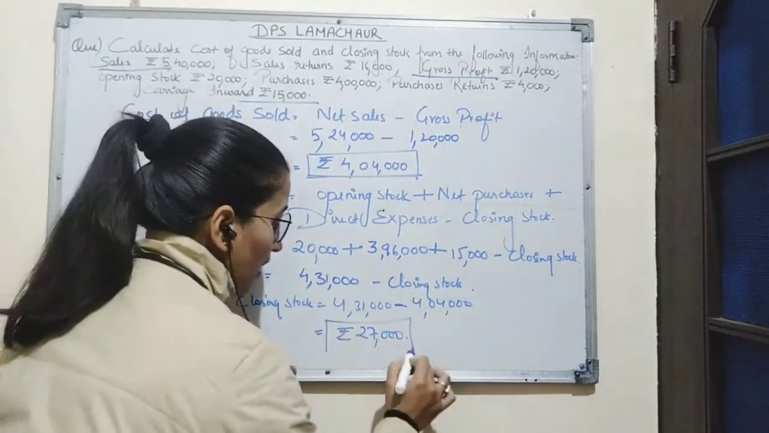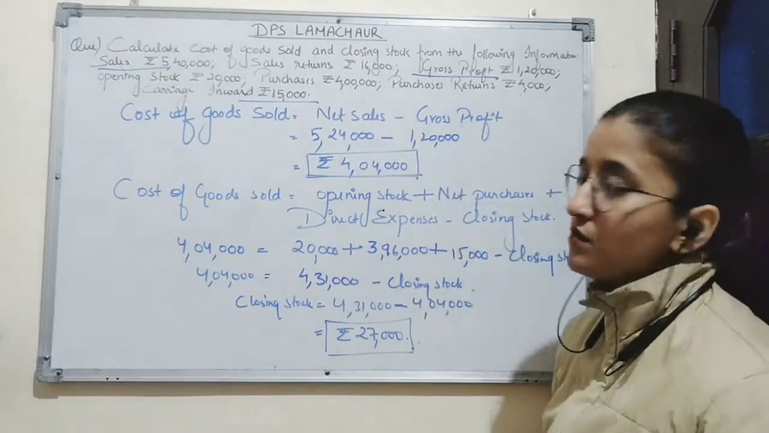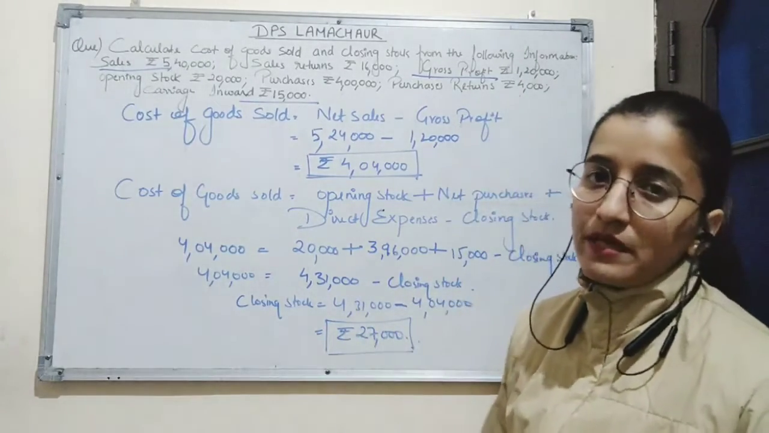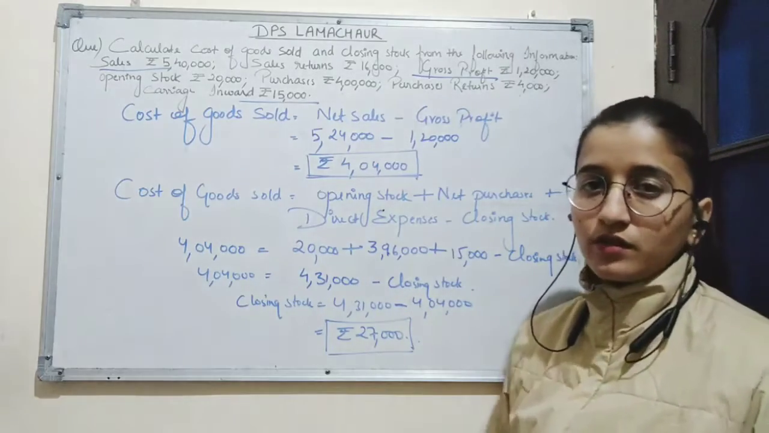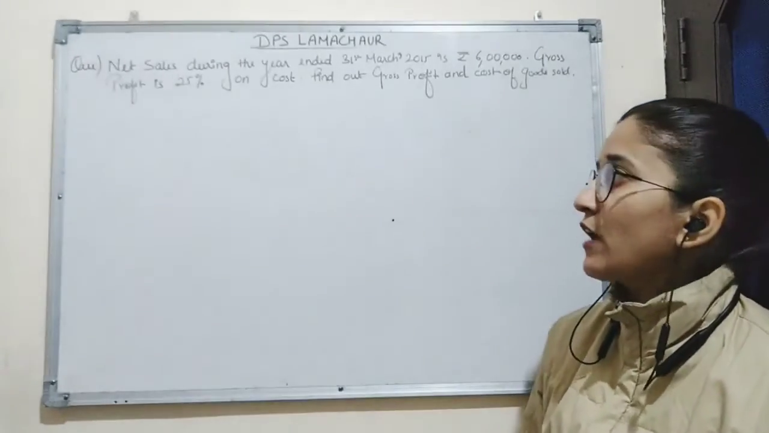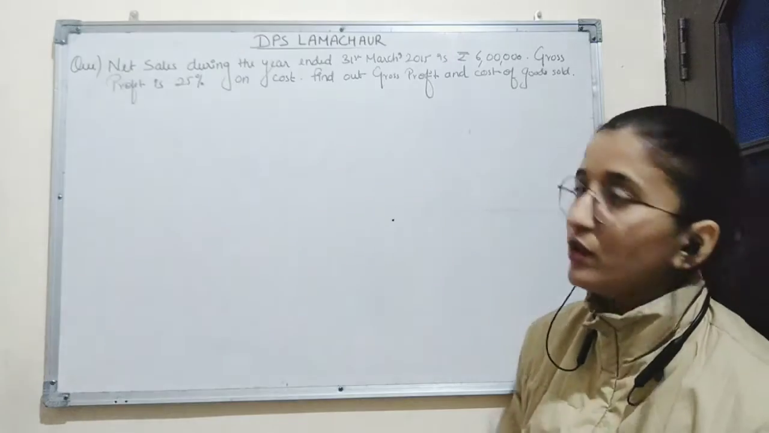So here the amount of closing stock is rupees 27,000. So this is how we will solve the question based on the formula of cost of goods sold and closing stock. Now here is the last question based on the formula for calculating gross profit and cost of goods sold.